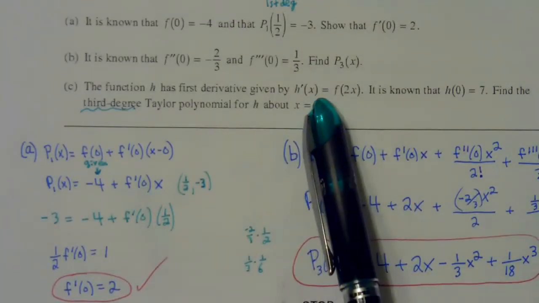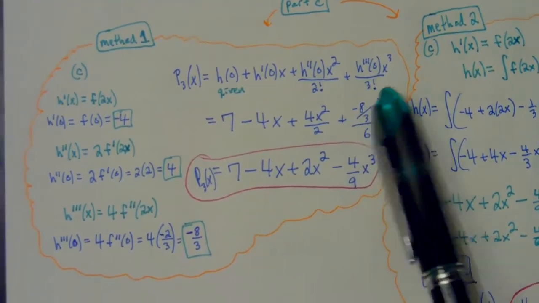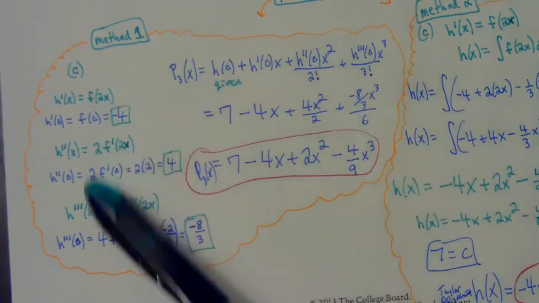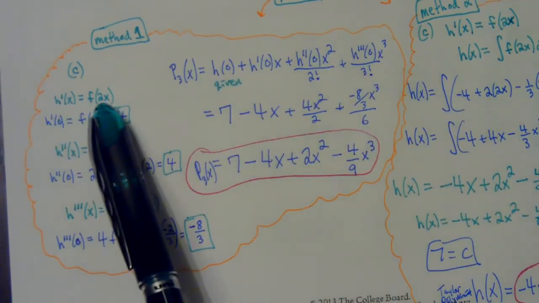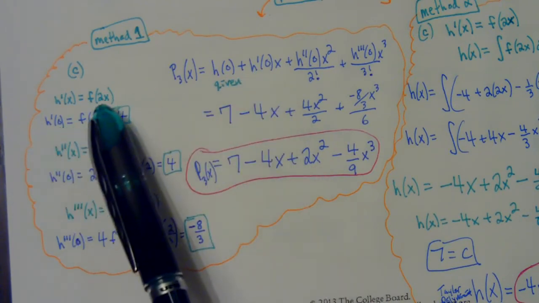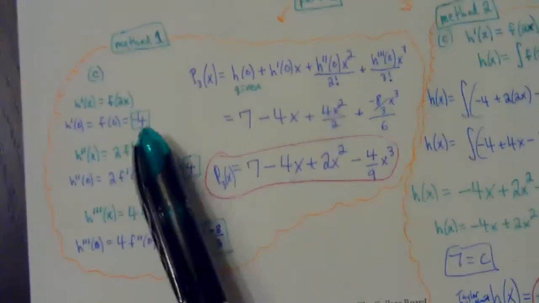It gave me the first derivative, but I didn't have the second or the third derivative. So then what I did at that point, I wrote this down first, and then I went to the side. They gave me h prime was equal to this. So when I needed h prime of 0, I just plugged in 0 for that x. That was f of 0. F of 0 they gave us above, that was equal to the -4.